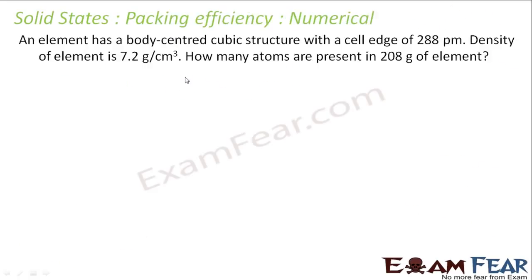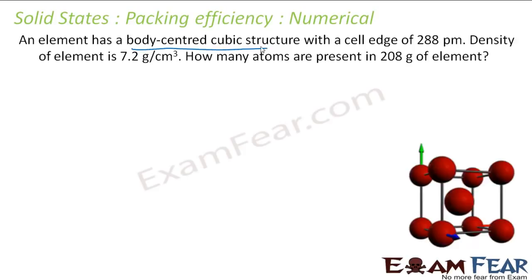So the question is, an element is a body-centered cubic structure. Let's first draw a body-centered cubic structure with an edge of 288 picometer. That is, my length of A is 288 picometer. The density of the element is 7.2 gram per centimeter cube. The question is, how many atoms are present in 208 gram of the element? That is the question.